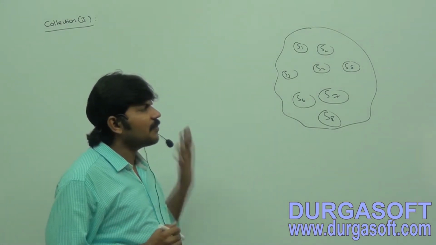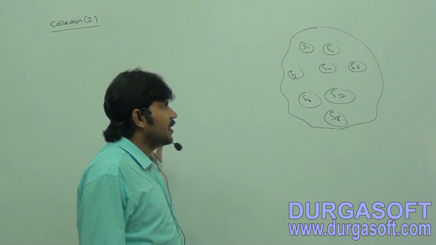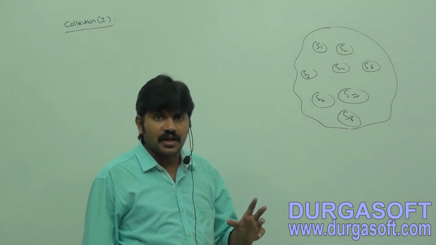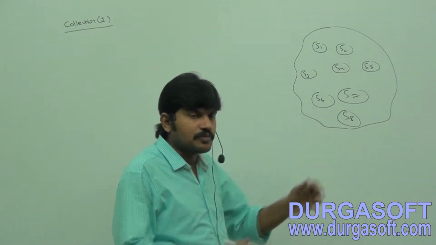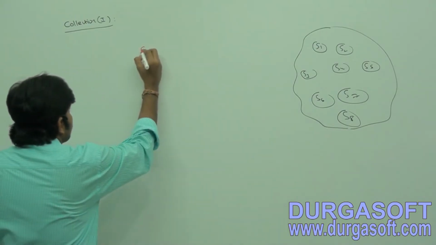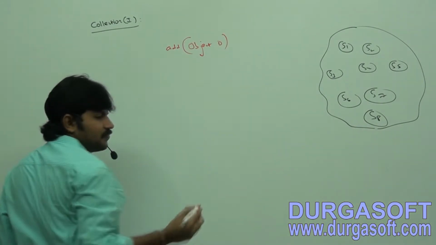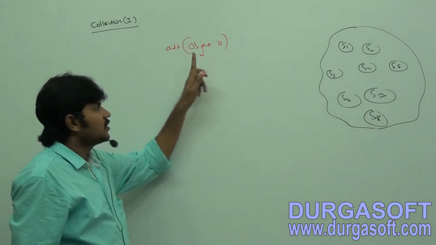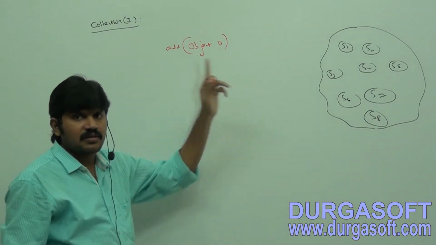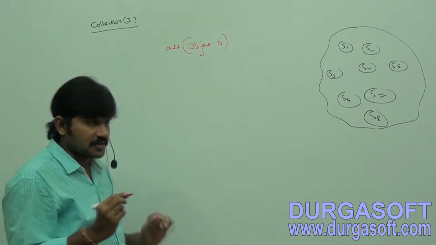Usually a very common requirement: sir, I want to add an object. Then which method do we have to call? add(Object o). Sir, which object do you want to add? Just pass it: can you please add this object to the collection? add(Object o).